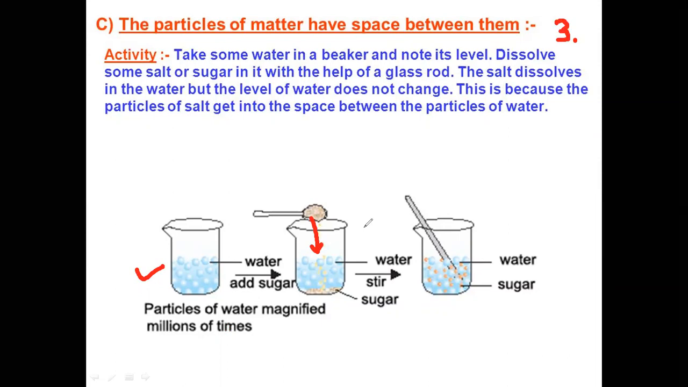The particles of sugar have disappeared within the beaker. Let us assume we have taken 50 ml of water and 1 tablespoon of sugar has been dissolved into it. So sugar particles are no longer visible. Where have they disappeared? They have gone into the space found between the particles of matter. It is possible because the particles of water have space between them where the particles of sugar have gone.